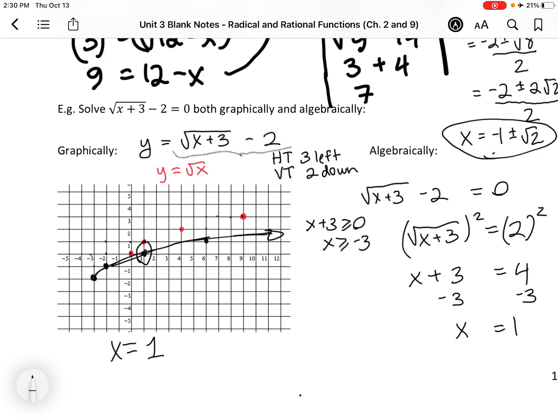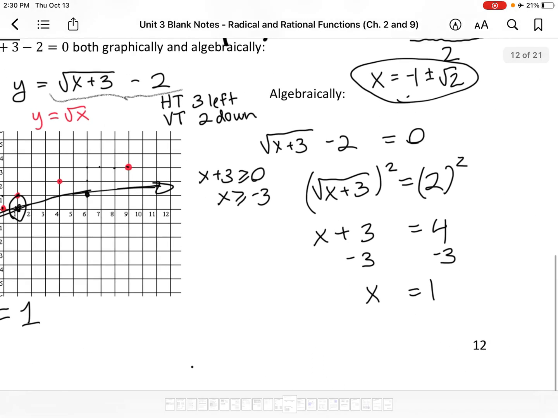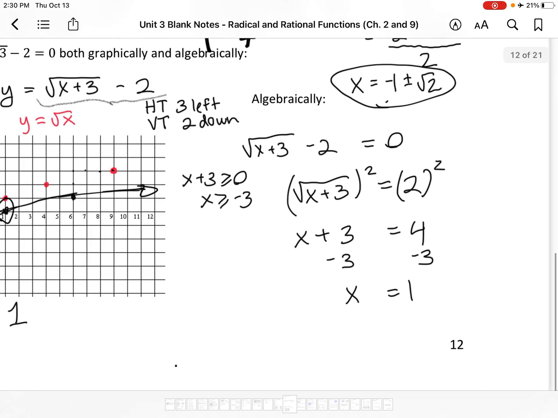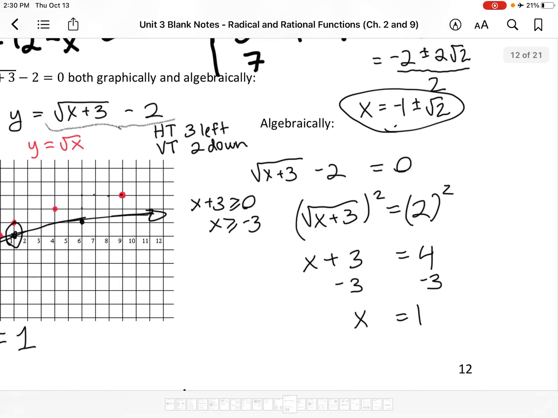Now, you should be checking these, particularly if you're only solving them algebraically. We have the graphical solution as well, so we know that x has to equal 1. But even if it meets this restriction that x has to be greater than or equal to negative 3, you should still check.